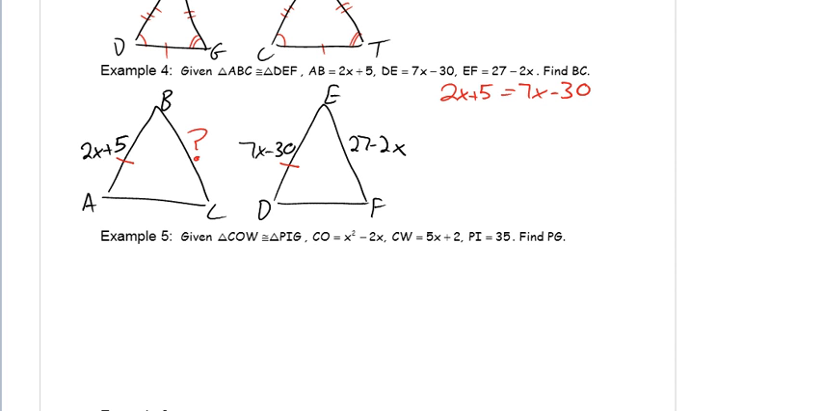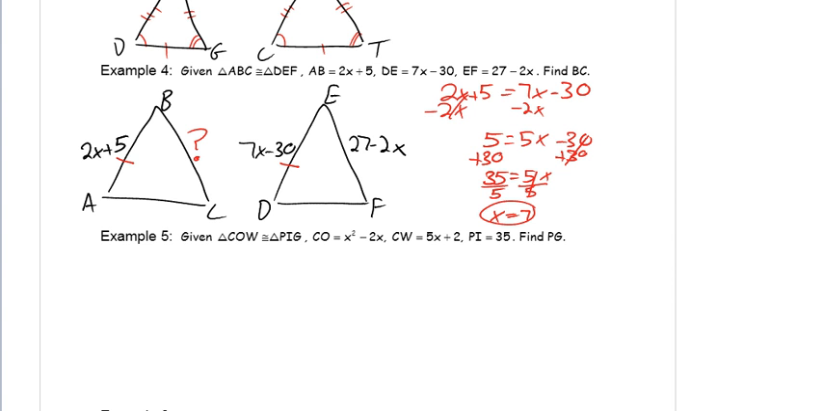If you want to pause it right now and work through, see what we get, that'd be a good idea. Subtract 2x from both sides. 5 equals 5x minus 30. Add 30 to both sides. And divide by 5. So x is 7. Again, you wouldn't want to put that in as your multiple choice answer. You want to find BC.